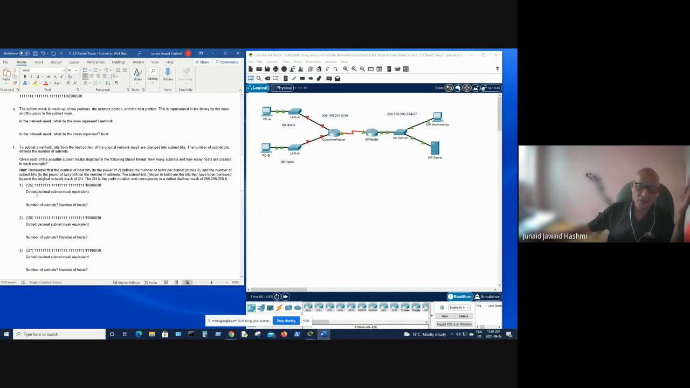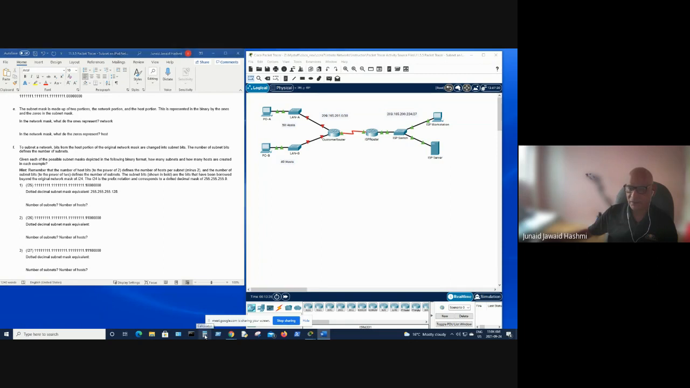The dotted decimal subnet mask equivalent is 255.255.255.128. How did we come up with 128? By converting the binary to decimal. You can use the Windows calculator to do that.